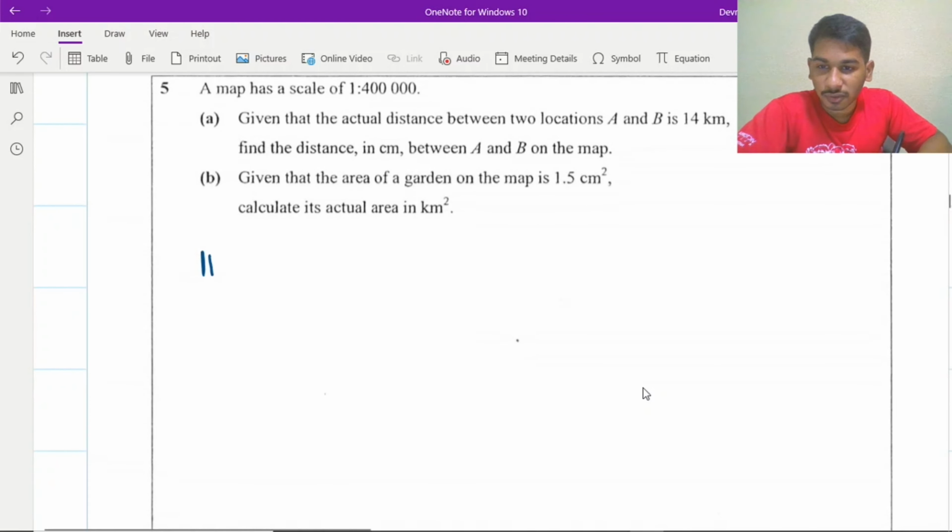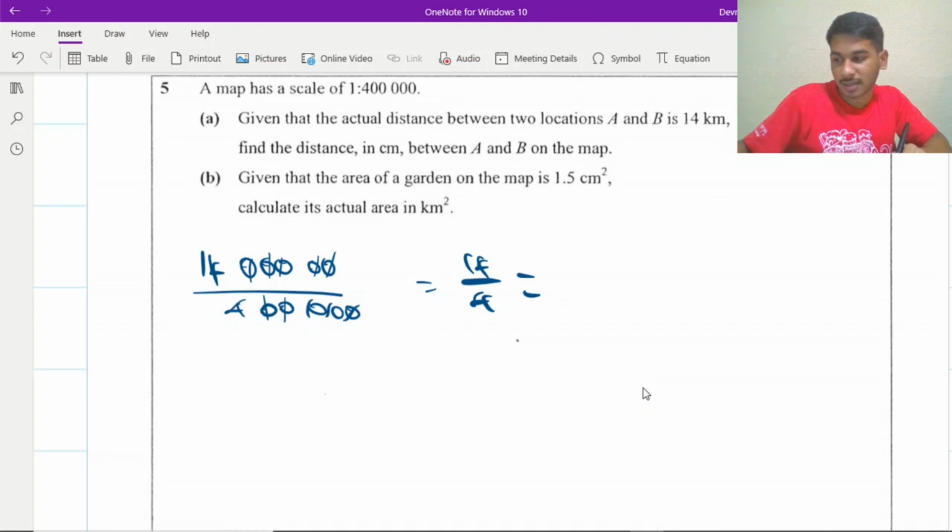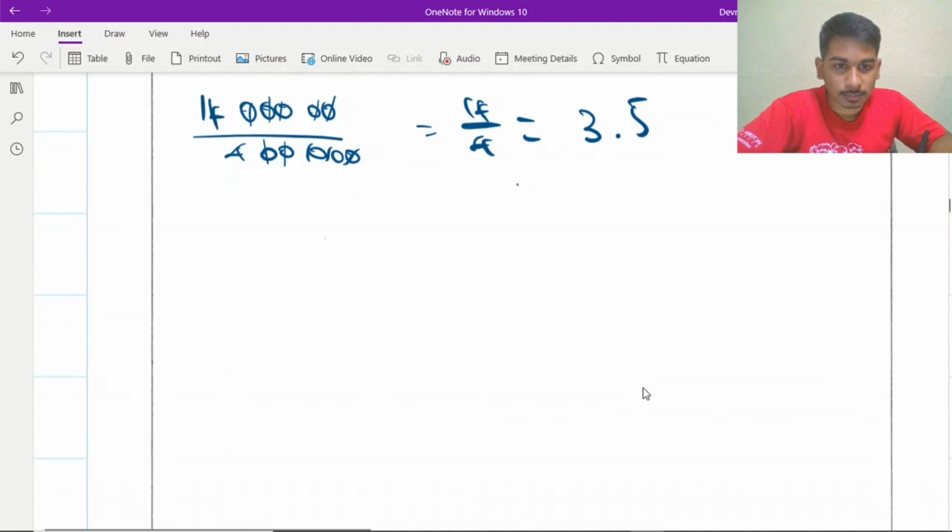So 14 km will become 14,000 meters, which becomes two more zeros to get centimeters because you times it by 100, right? So we divide this by 400,000. Sorry, yeah. Oh, this is nice. It's going to be 14 over 4, which is 14 divided by 4, 3.5. So it's 3.5 centimeters on the map.